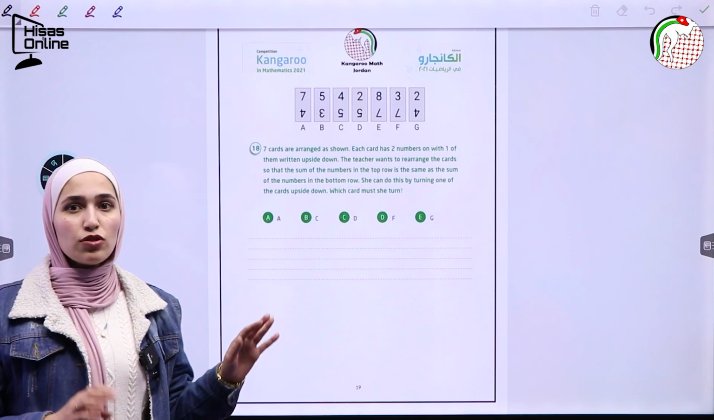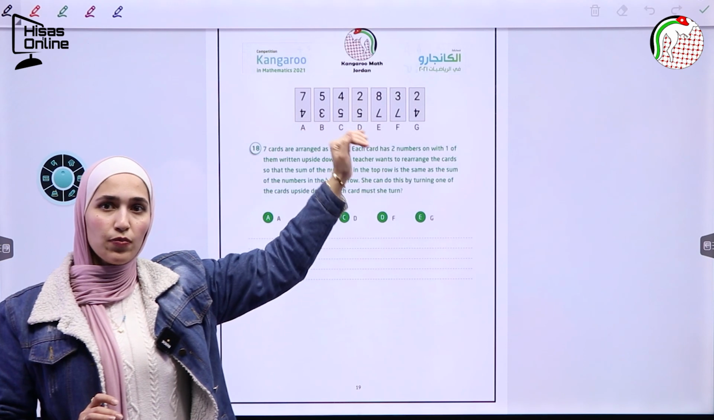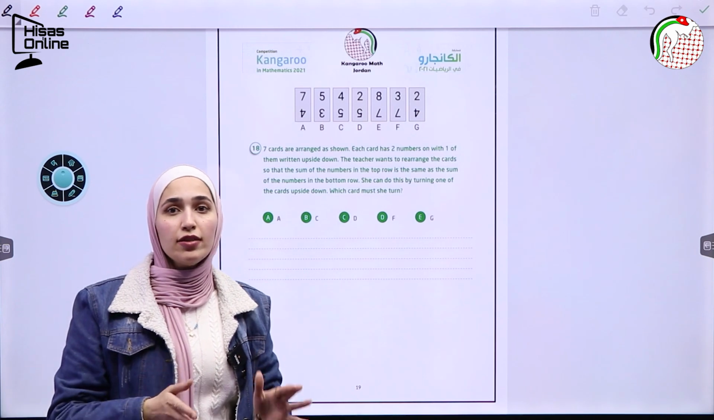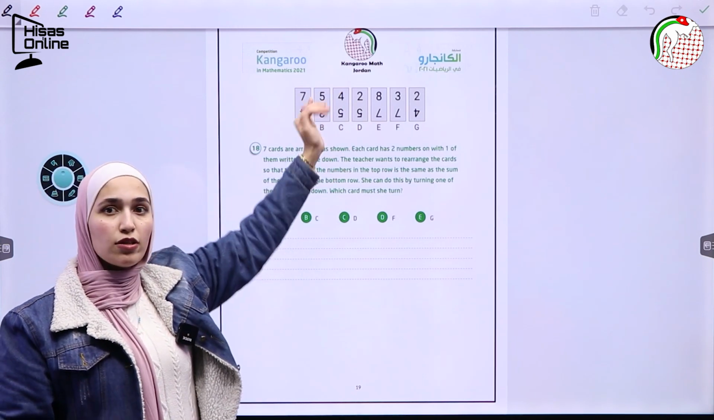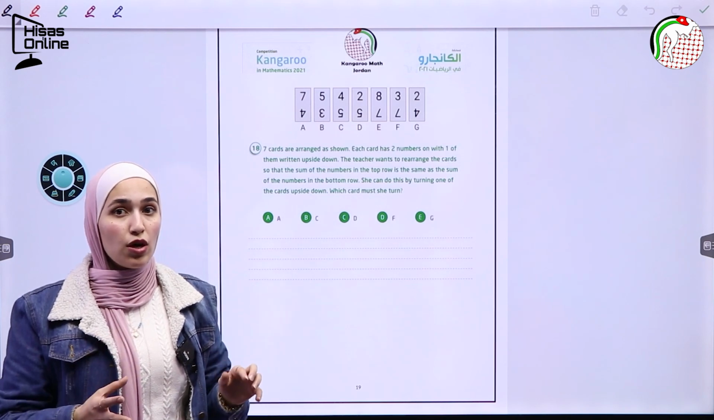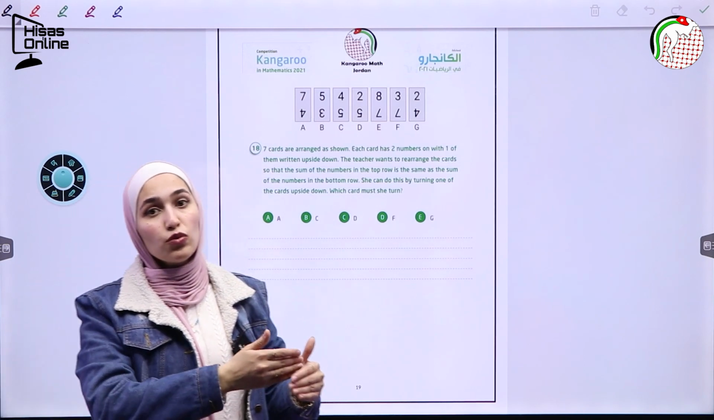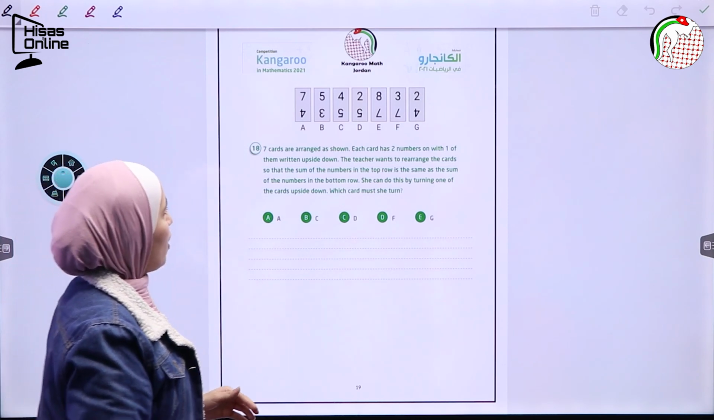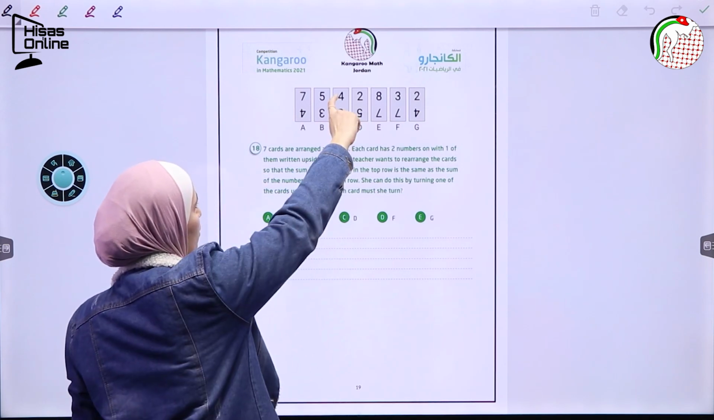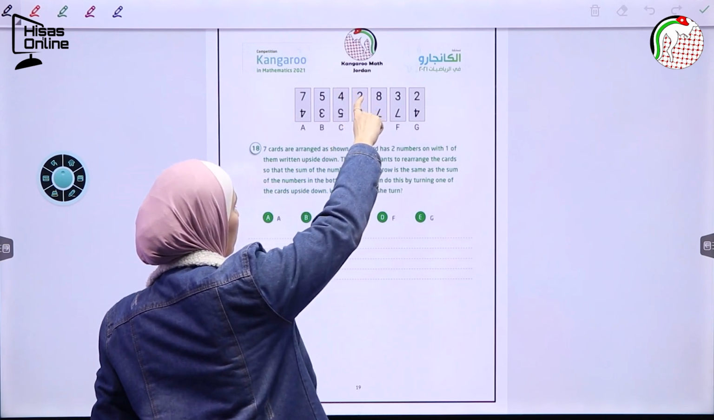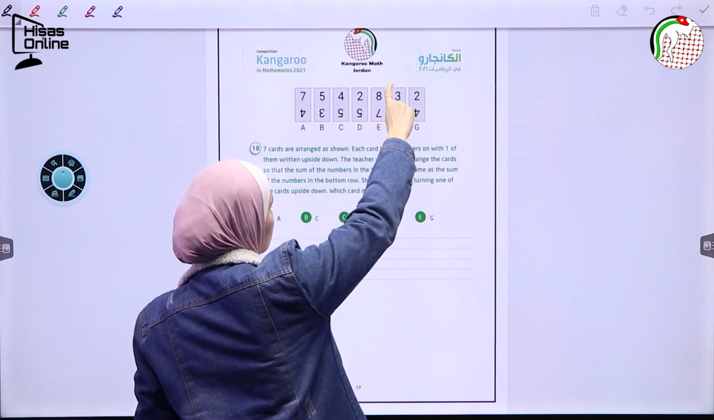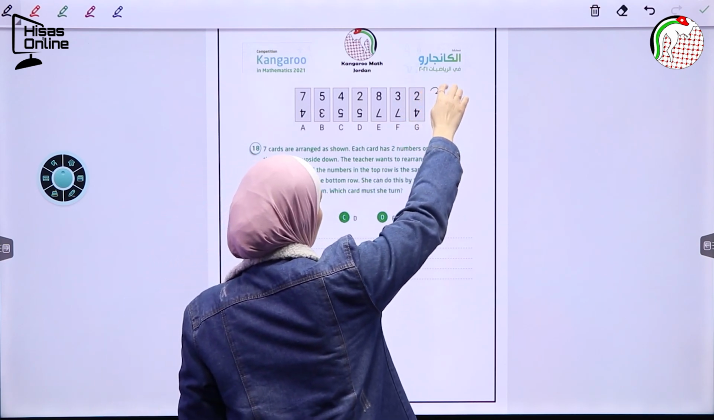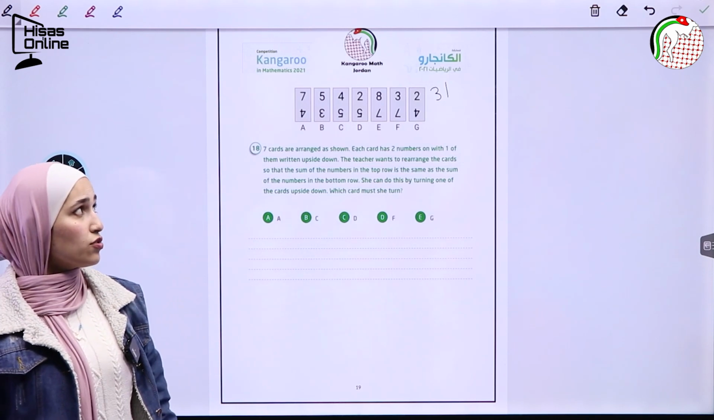So the first step, students, you should find the sum of the numbers in each row. After that, you should find the difference between the sums, okay? Then divide the difference between these two rows, and you should know which row you should increase and which row you should decrease. So let's start with the first step. 7 plus 5, that means 12. 12 plus 4, 16. Plus 2, 18. Plus 8, 26. Plus 3, 29. And plus 2, 31. So the sum of the first row is 31.